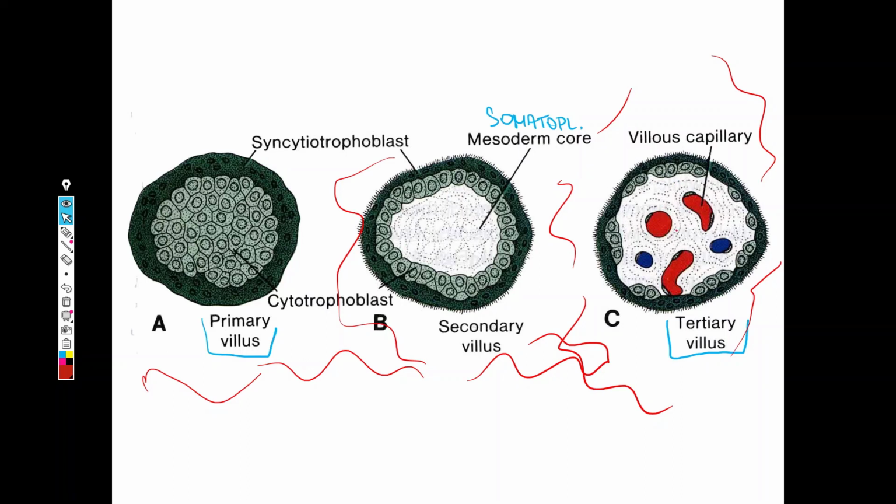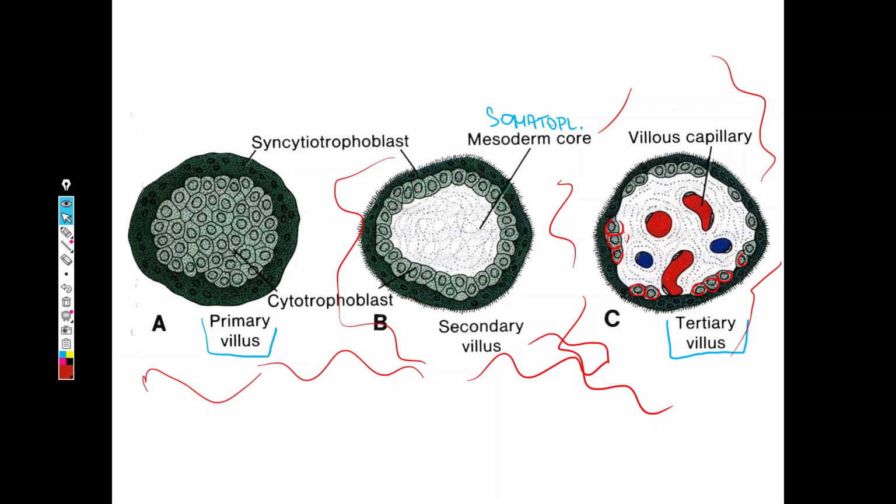In the tertiary villus, we see the maturation of the villus as the cytotrophoblast, that is over here, gradually decreases, really to facilitate the transfer of nutrients. So we have less and less cytotrophoblast. We have a nice layer of syncytiotrophoblast here, but there are less and less cytotrophoblastic cells over here. And so this is a well mature, well developed tertiary villus over here.